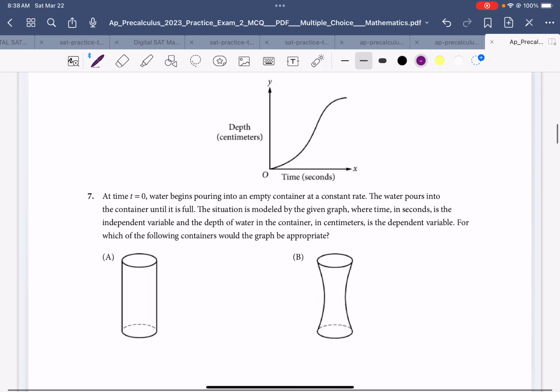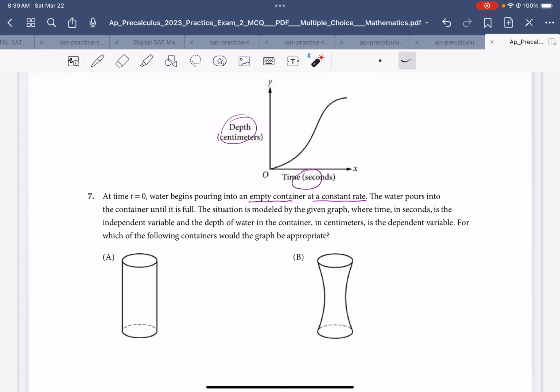Now, 7. At time t, water begins pouring into an empty container at a constant rate. It was empty, and then at a constant rate the water pours into the container until it's full. The situation is modeled by the given graph, where time in seconds is the independent variable, and the depth of the water in the container in centimeters is the dependent variable. So this is dependent, this is independent. For which of the following containers would the graph be appropriate?